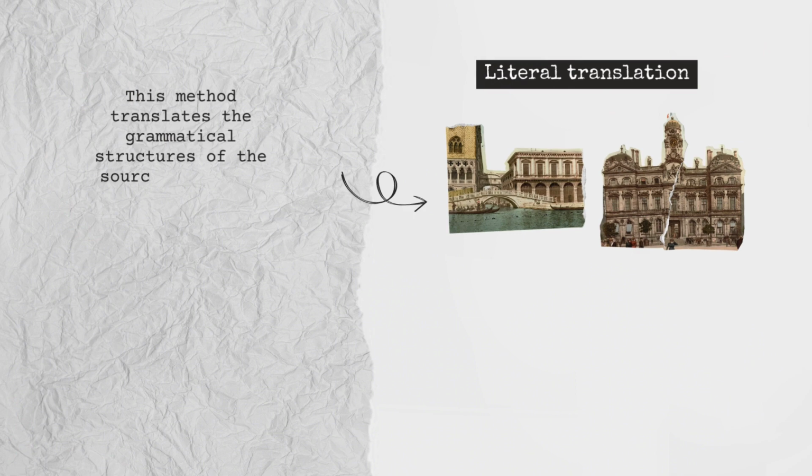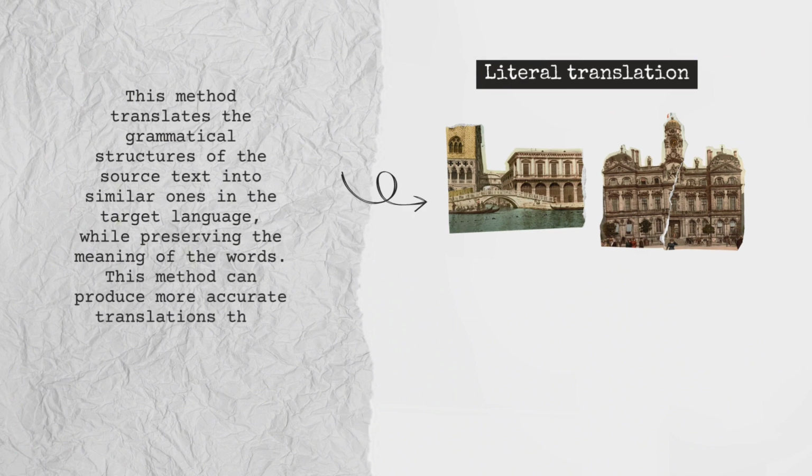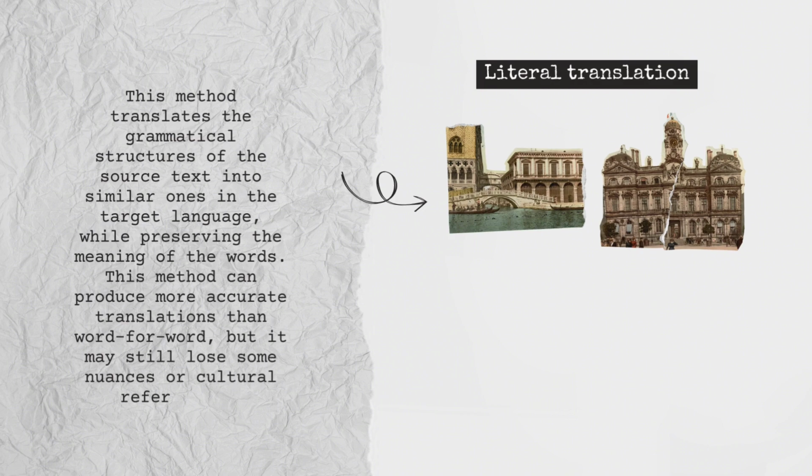Now we move to the next method, literal translation. This method translates the grammatical structure of the source text into a similar one in the target language, while preserving the meaning of the words. This method can produce more accurate translation than word for word, but it may still lose some nuance and cultural reference.